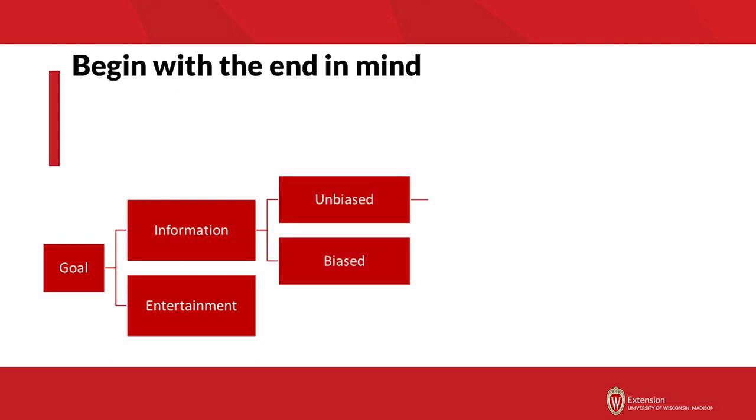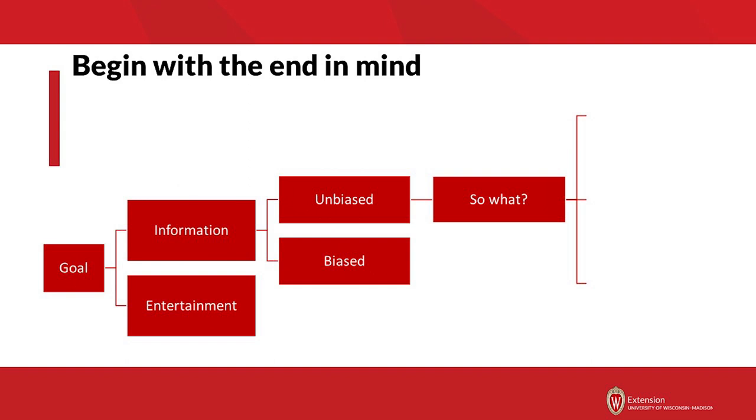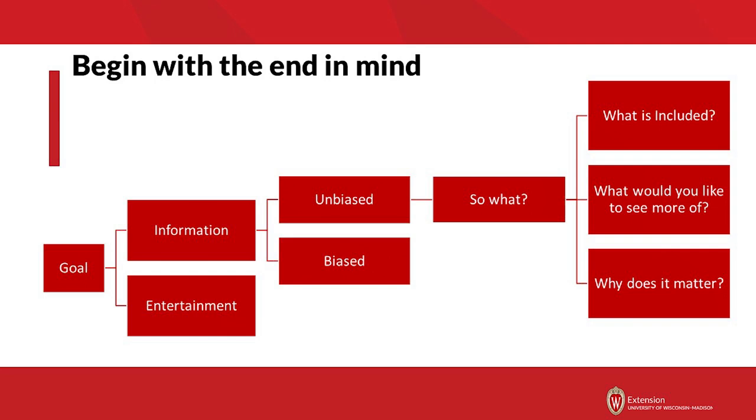then let's take the next step to see if it's unbiased or biased information. Right? And then from there, so what? If you have unbiased information, then so what? Why does that matter? What's included in that? What would you like to see more of? And again, why does it matter? Well, management implications. Is there any action that you can take on your farm now that can make a difference in the next 6, 8, 12 months, maybe more? So while we're on this, we'll break down each of these parts as we go on, and then take it from there.